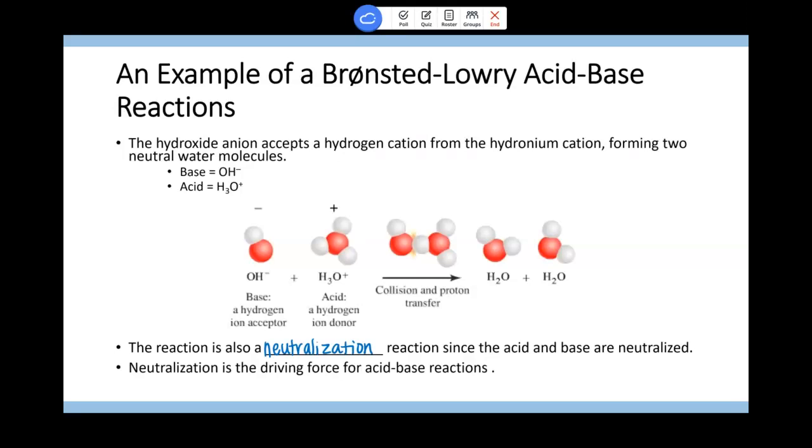In this particle picture, you'll also see that for this reaction to occur, the acid, which has the proton that's going to get donated, collides with the base that's going to accept the proton, and that's what they're showing right here. So hydrogen from the acid, during the collision, is transferred to the base. And that's how we get the two H2O molecules.